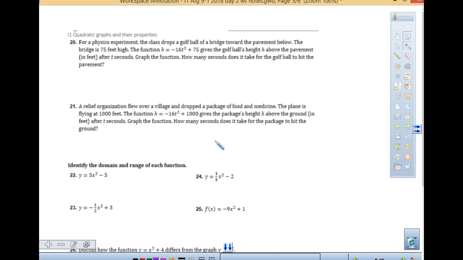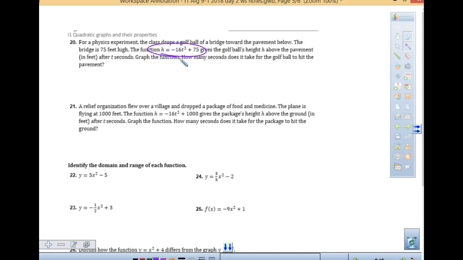So as you're working on those ones, then as you look at the last page, 20, 21, 22 to 25. Again, it's just identifying the domain and range, so you kind of need to think of where the vertex is, right? It doesn't tell you in 22 to 25 to find the vertex, but that is kind of what you need to be thinking. Here you are using those equations, okay?